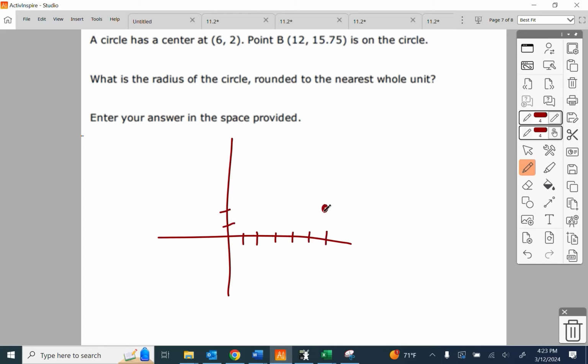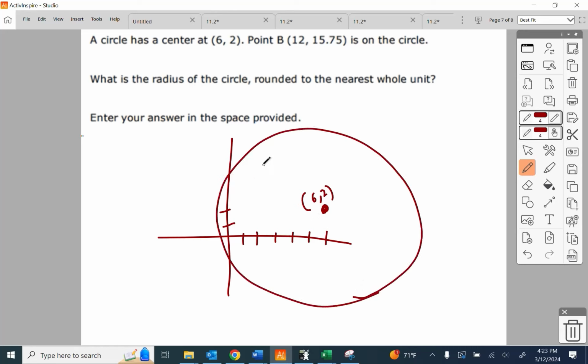Here's the center of your circle. It's at 6,2. And it's a circle. I'm just going to draw a circle. I know that this point 12, 15.75 is on the circle, so I'm just going to pick something to the right, and it's 12, 15.75. The most obvious thing to do here would be to use the distance formula.